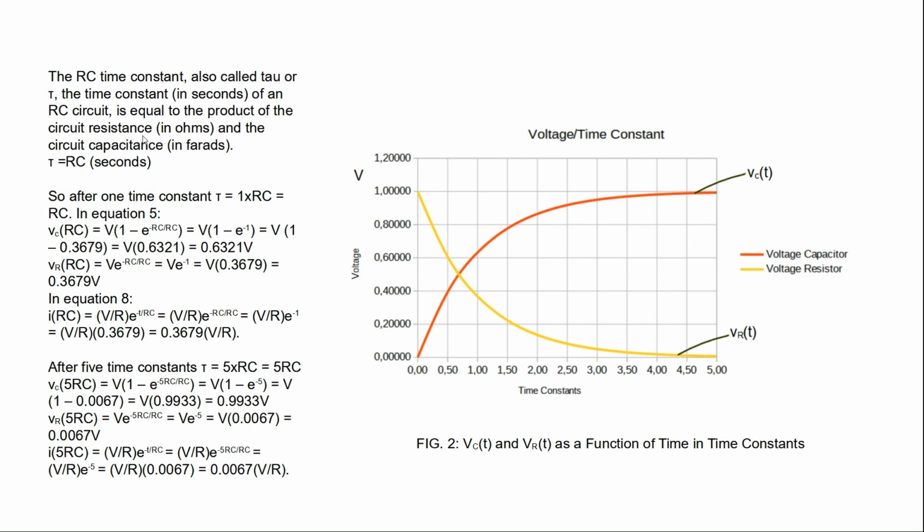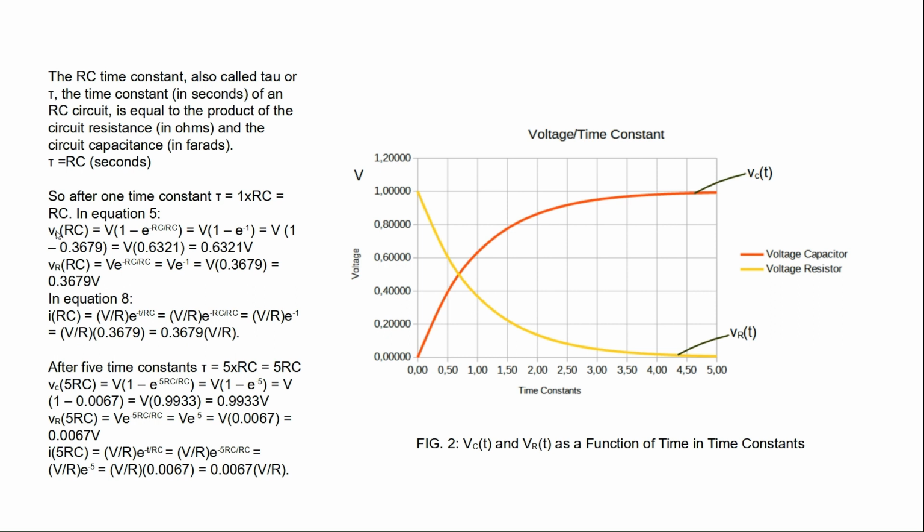Okay, so if we do a couple of calculations, the RC time constant, also called tau, which is written with the Greek letter tau, the time constant in seconds of an RC circuit is equal to the product of the circuit resistance in ohms and the circuit capacitance in farads. Tau equals RC seconds.